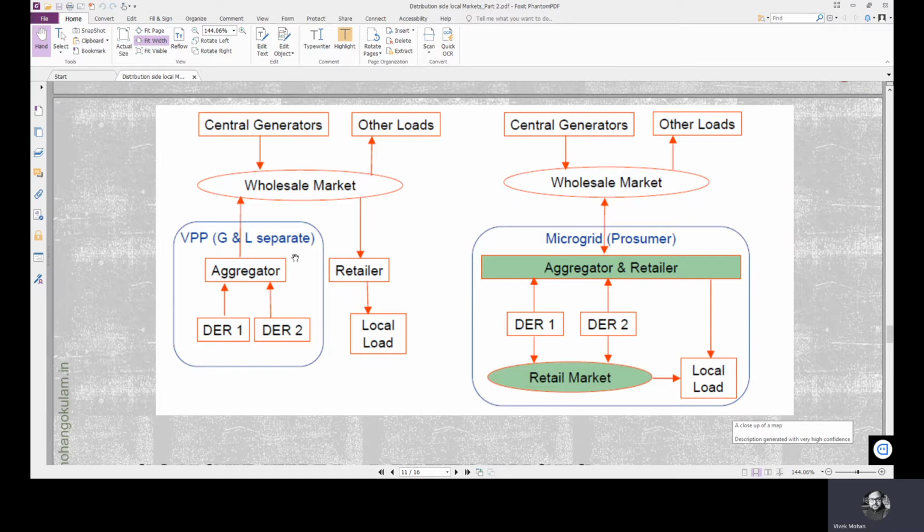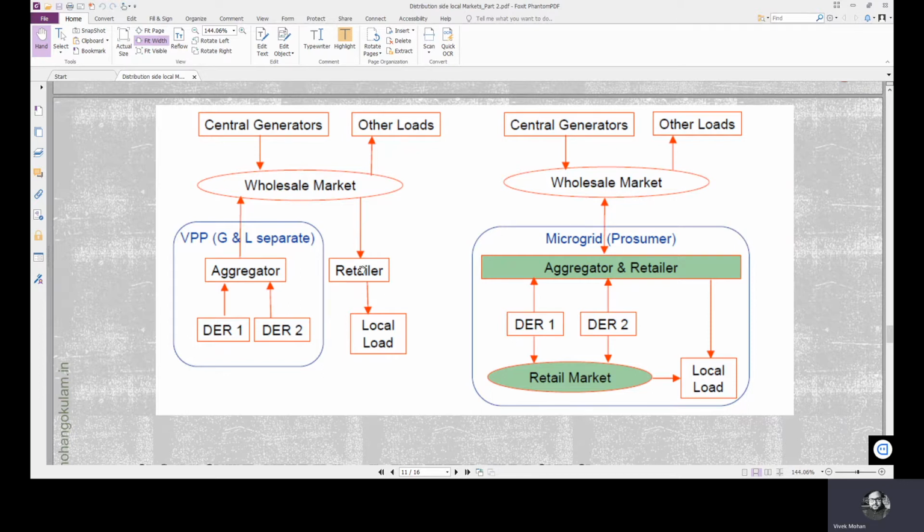You can see here there is no direct connection between the VPP and the local load. It is through the wholesale market and the retailer. Central generators are connected to the wholesale market, that is, the upstream grid and its market. Other loads and bulk loads are there, and power can be purchased from here to the VPP, or power can be pumped to the wholesale market also. But power purchased from the wholesale market is for loads, and the load has no direct connection with the VPP. So it's through the retailer only.